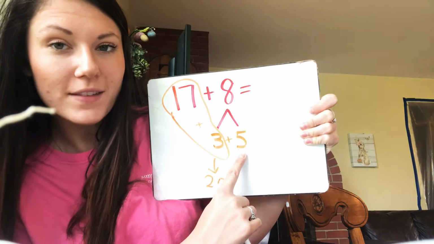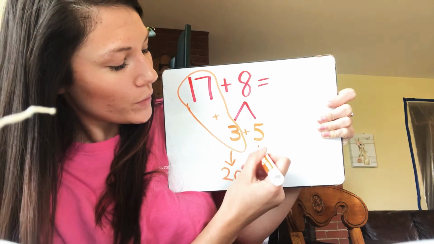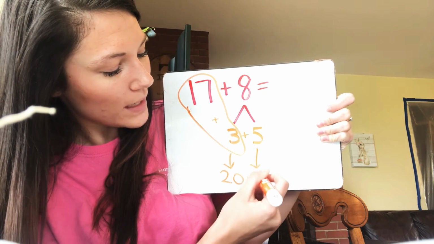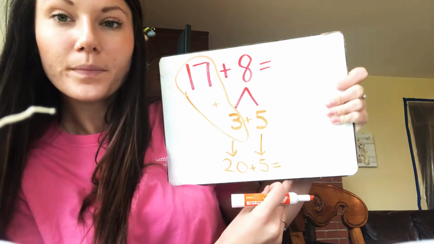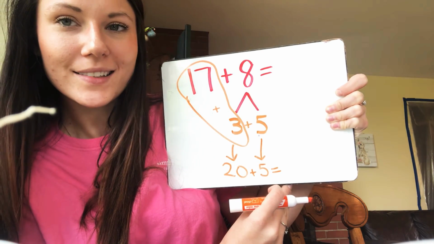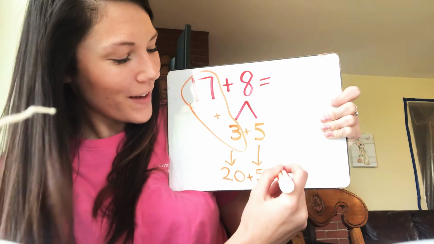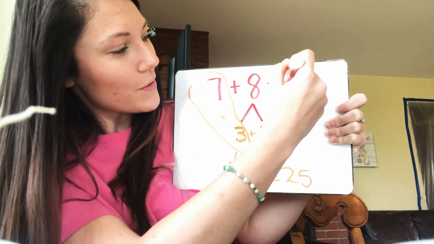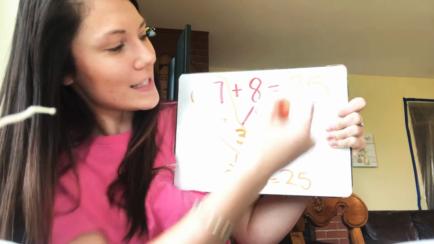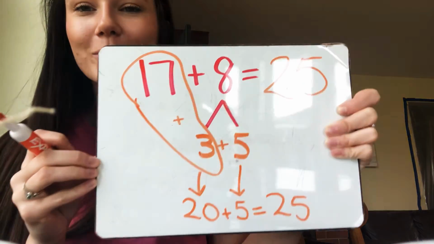So I've got this 5 down here. I'm going to pull it down and add 20 plus 5. And what is 20 plus 5, guys? You're right, it's 25. So that means 17 plus 8 equals 25.